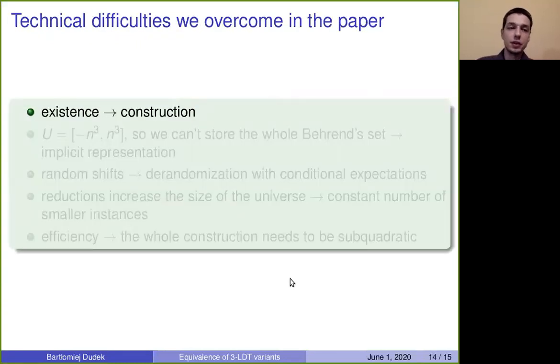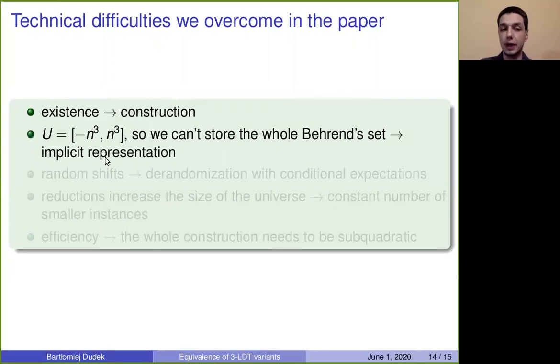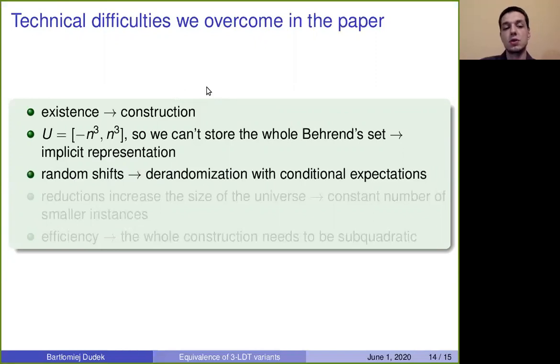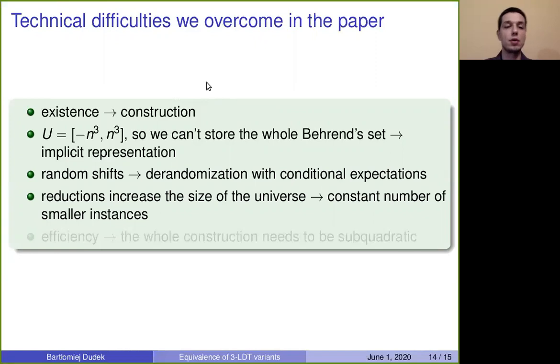There are also some technical difficulties that we overcome in the paper. First, we need to show how to construct this Behrend set, not only use the fact that it exists. Then we need to remember that the universe is big, much bigger than the size of the input, so we cannot store the whole Behrend set. We need to use its implicit representation. Then, I told you that we use random shifts, but we de-randomize them with conditional expectations.